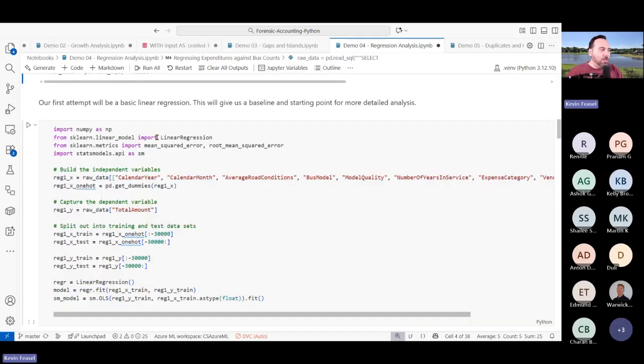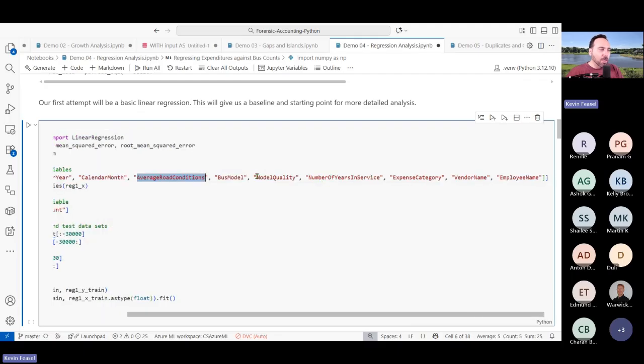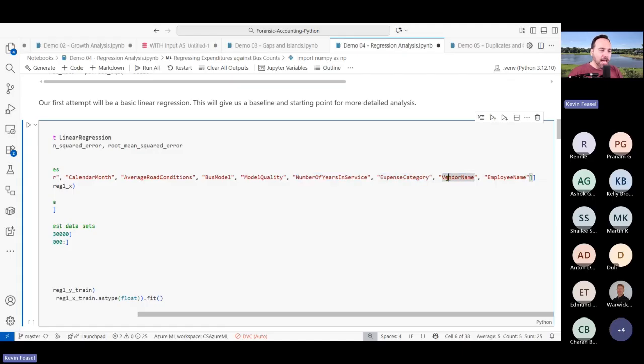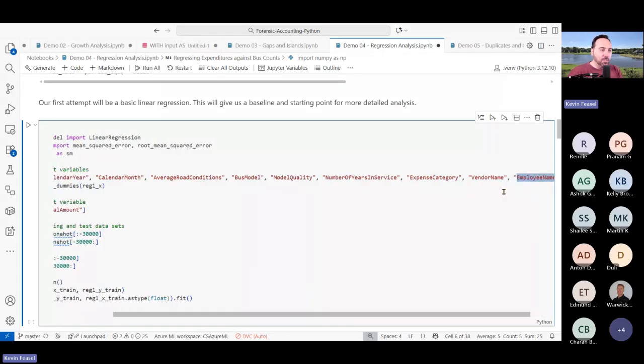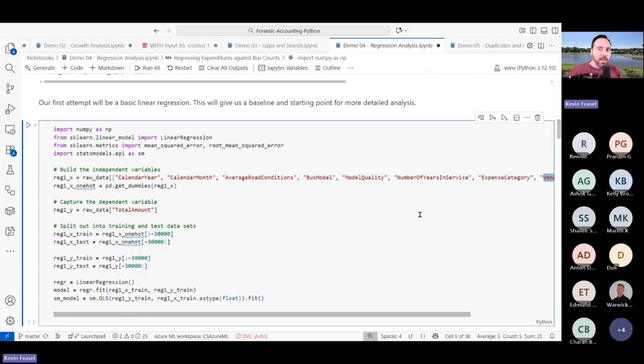And what I'd like to do is build out a simple linear regression. I'm going to use as my input data the calendar year and month, the road conditions, the bus model and model quality, the number of years in service, the expense category, the vendor name, the employee name. So you'll see here, this is not just numeric data. I can include more than just numeric data in my analysis. The mechanism I'm going to use is called one-hot encoding.